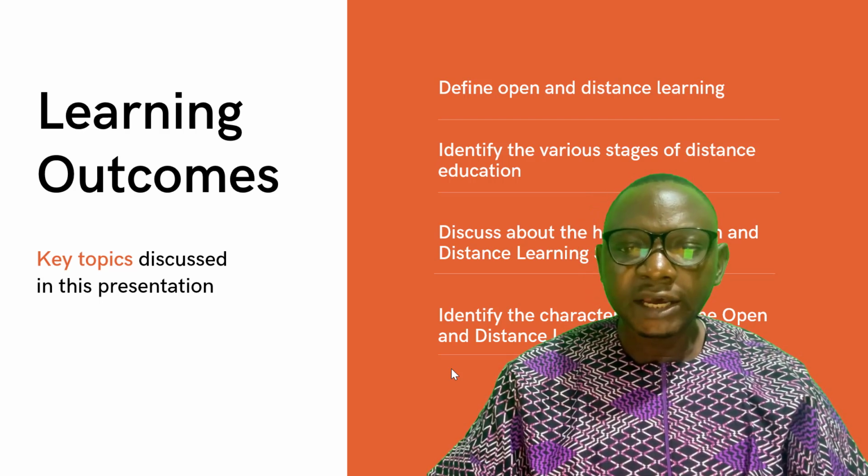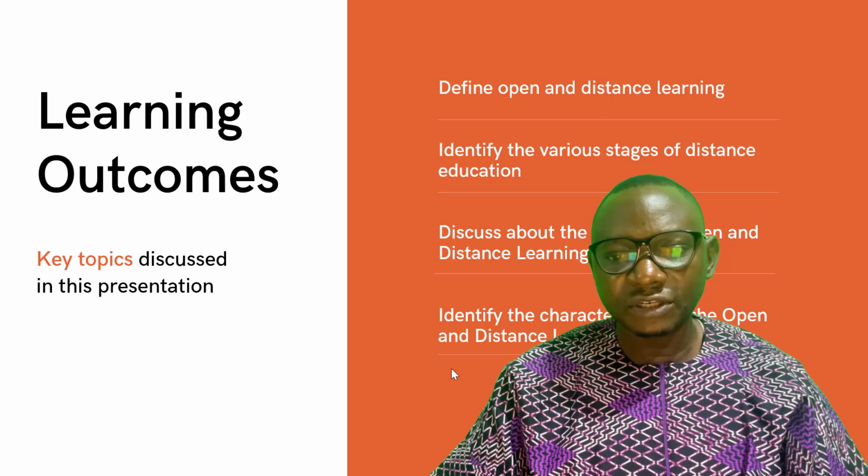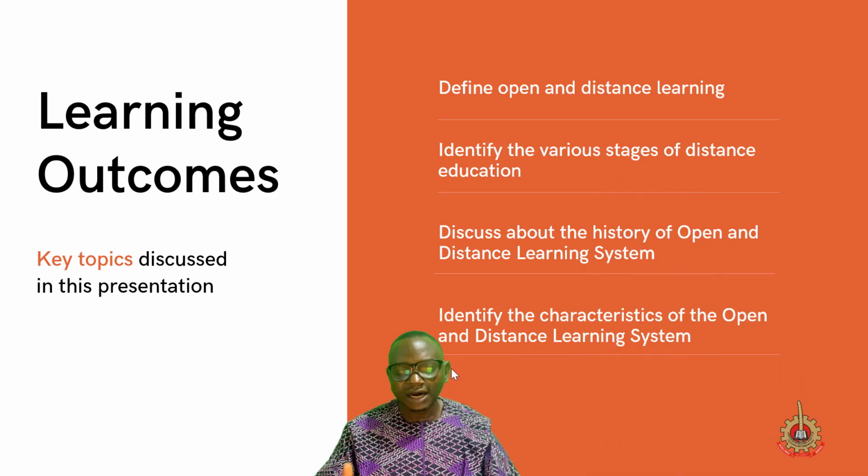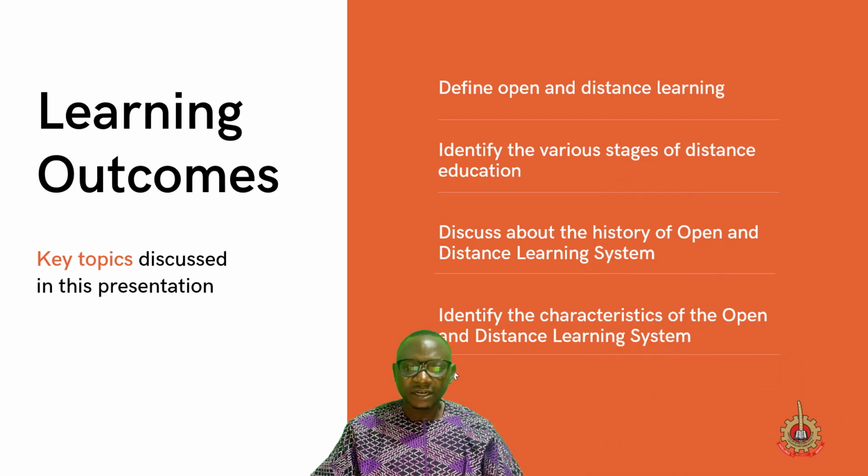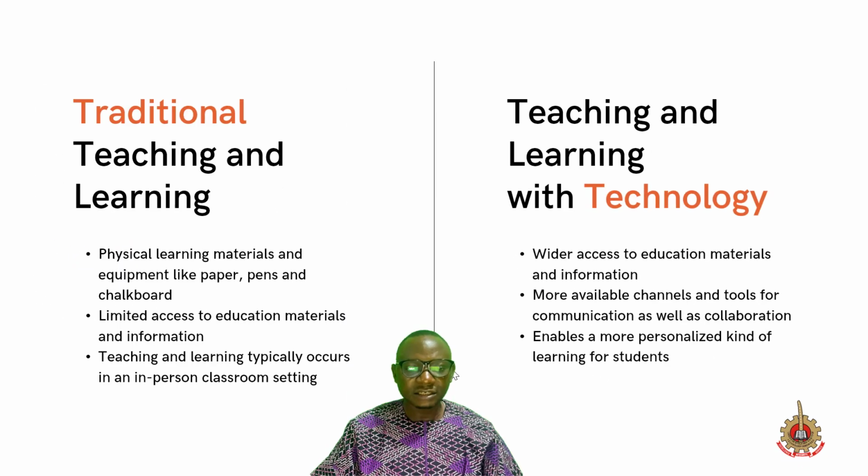Then we will go ahead to identify the various stages of distance education, how it has evolved over the years. And later we will discuss the history of open and distance learning system, particularly as it relates to Nigeria. Then we are going to identify or discuss various characteristics of open and distance learning system.